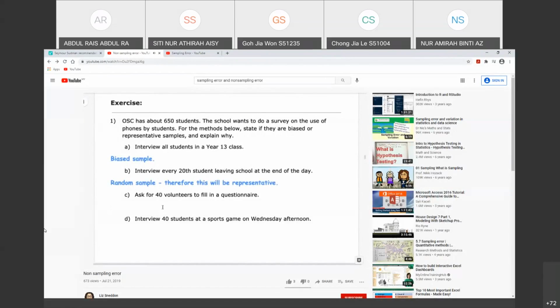40 volunteers. So people who volunteer, are they going to be the same as others? Is that the same? And in this case, it's not. This will be a biased sample. Okay, our volunteers may think or be different in some way.